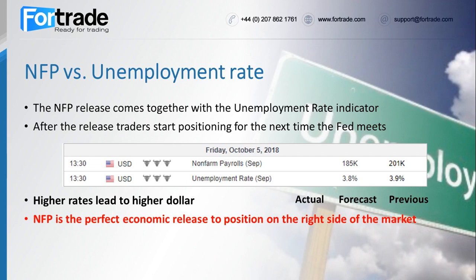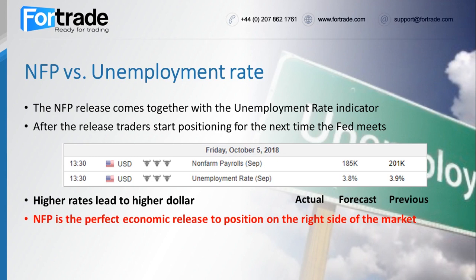As a rule of thumb, a lower unemployment rate is better for the economy, as jobs are created, and this could result in the Fed hiking rates. Higher rates lead to a higher dollar. There is no such thing as full employment in an economy. By the time the unemployment rate has fallen to below 4%, a labour shortage has already appeared.